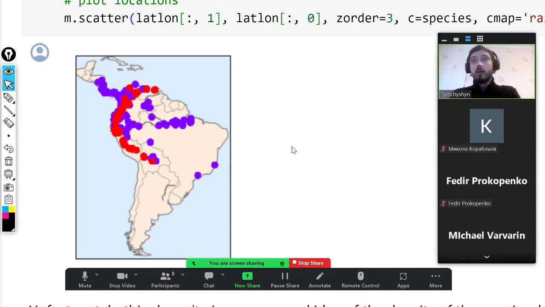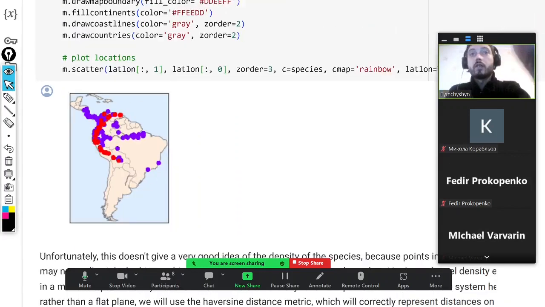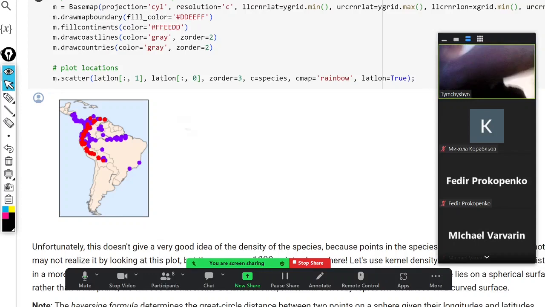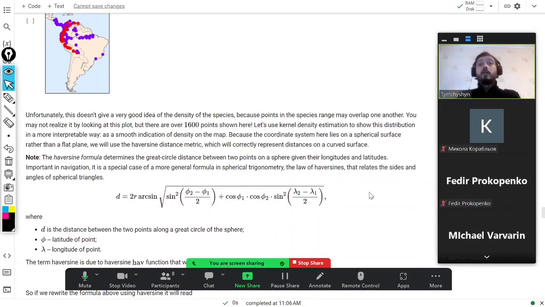But looking at these points, it's really hard to understand what we see. Yes, some points are here, but it's not very informative. It doesn't give a very good idea of the density of the species, because points in the species range may overlap one another, and we might just not realize what we are looking at. Of course, you might say, let's make these points smaller, but what would you do if you have a very large data set? You will have thousands or millions of points. You'll need to find some better solution.